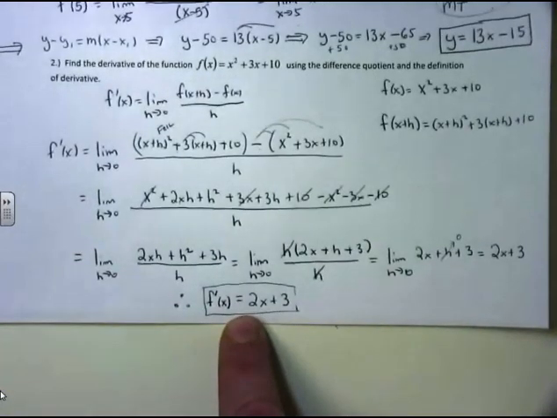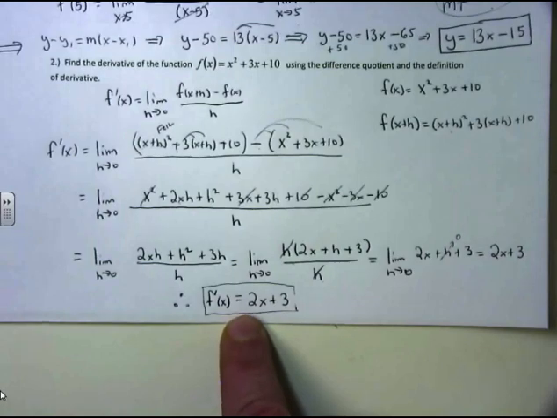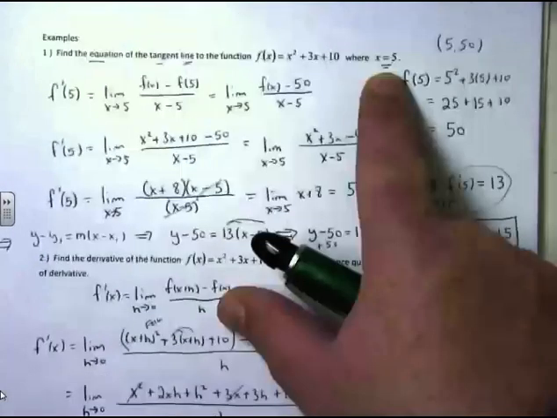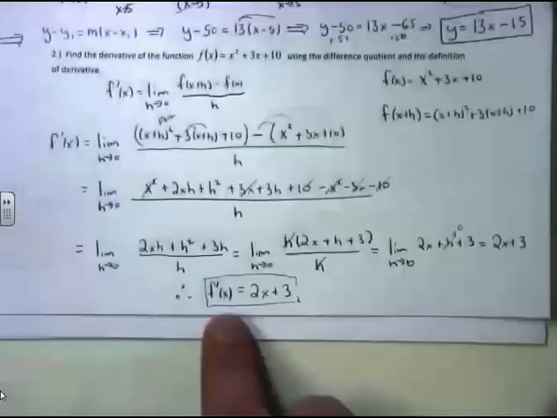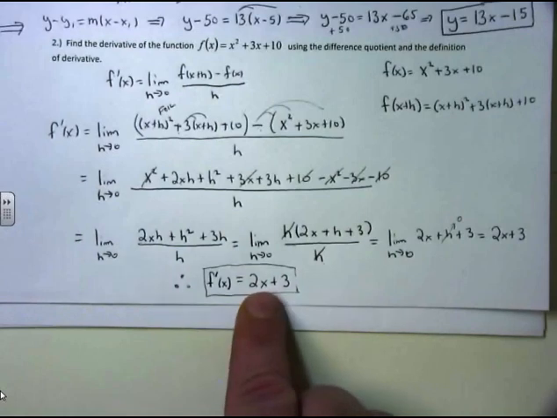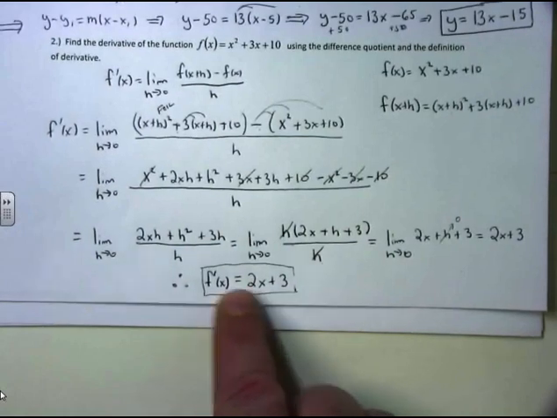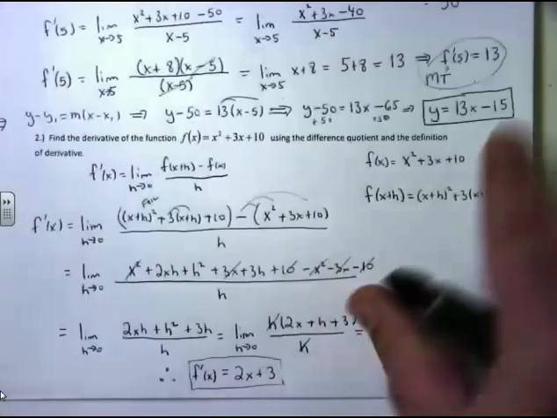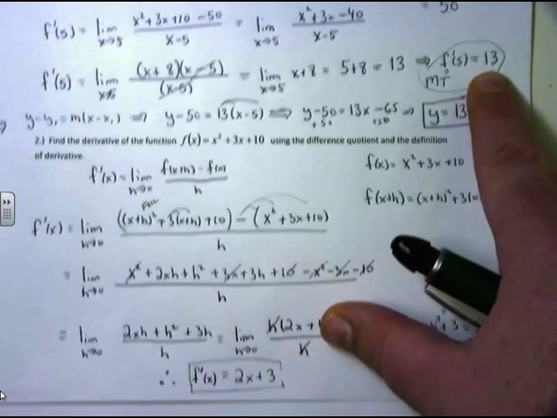But when you have the derivative formula, all you have to do is figure out what x you want and plug it in. Now up here, x was equal to 5. I'll show you. X was equal to 5. So down here, I have f prime of x equals 2x plus 3. Plug in 5. What is f prime of 5? 2 times 5 is 10, plus 3 is 13. And what a surprise. You get the same answer as what we got up here with all this work.